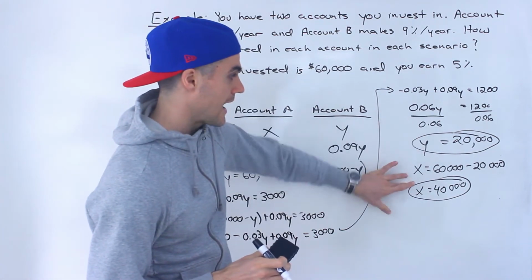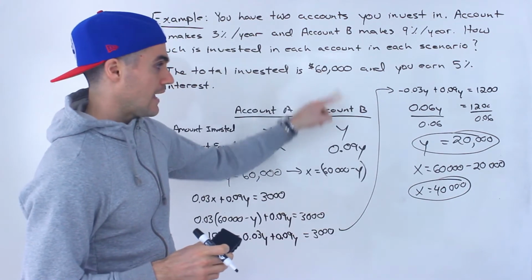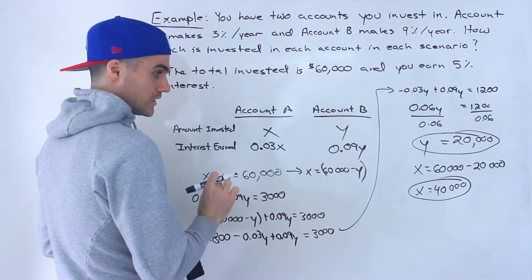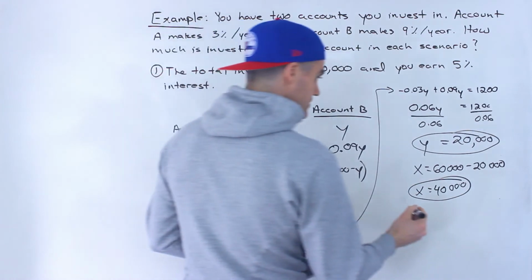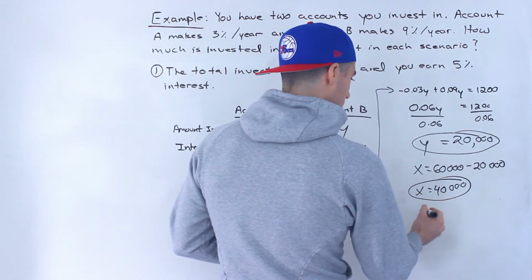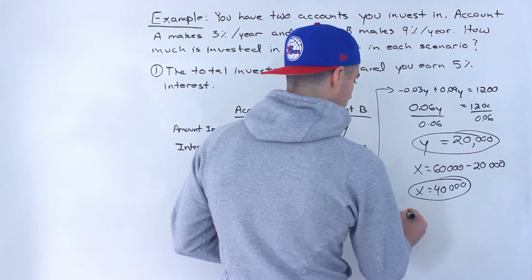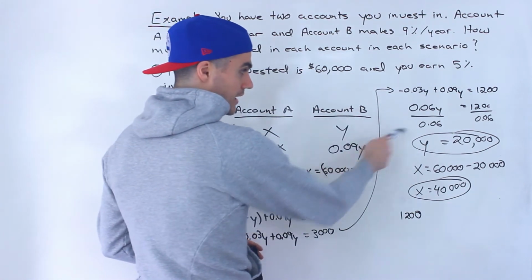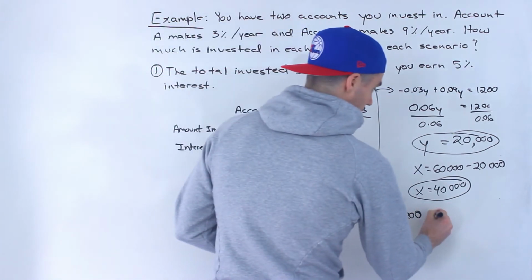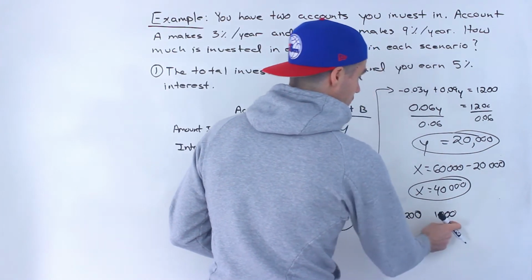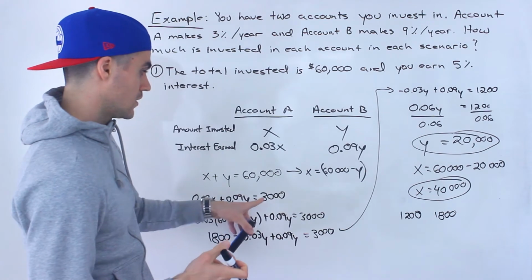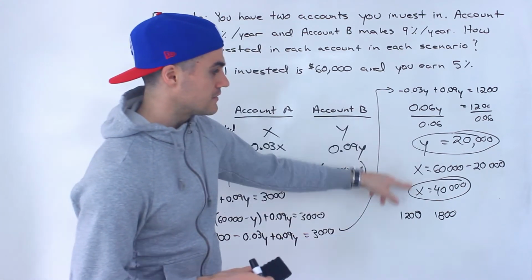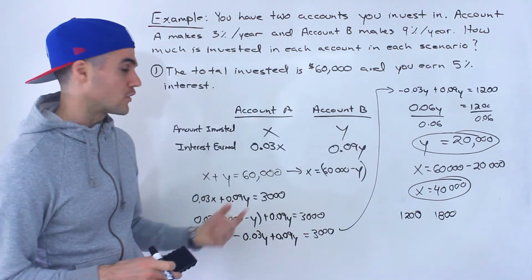So both of these added, notice that it is 60,000. And then if we take the interest of each, 40,000 times 0.03, 3% of 40,000 would give us what? That would give us 1,200, like that. And then 9% of 20,000, that would give us 1,800. And then notice when we add these two, we get 3,000, which is 5% of the 60,000 in total. So we could be pretty confident that these two answers are right for the first scenario.